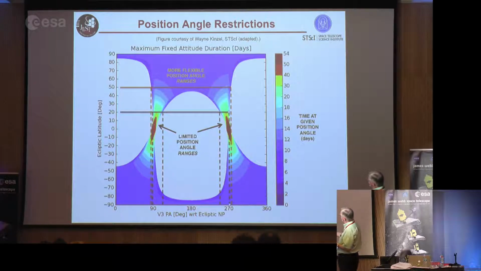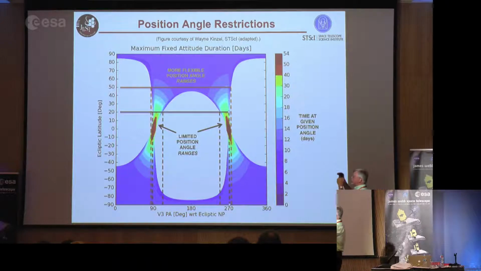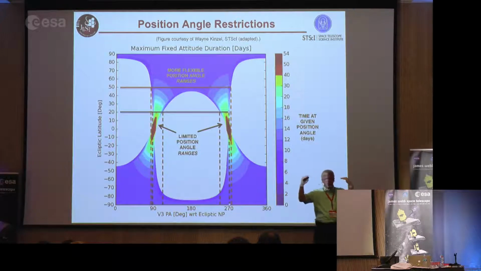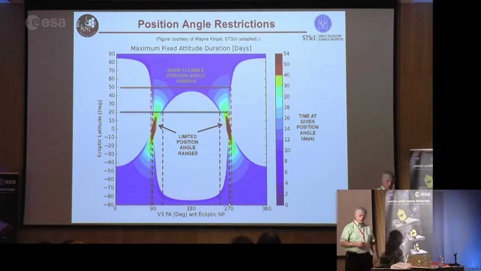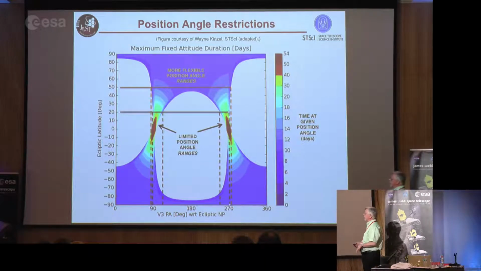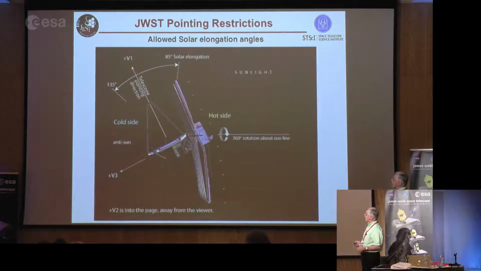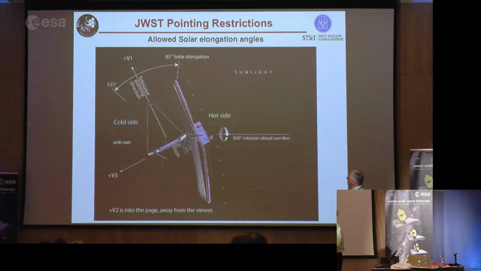And the good news at low ecliptic latitude is if it's an allowed angle for you, you can stay there for a long time, up to 40 or 50 days at the same position angle, but you only get basically one position angle plus or minus 180 degrees. So again, you're restricted in angle, but you can stay there for a long time. So these are the kinds of considerations that come into not only planning JWST observations, but from your perspective, it can possibly affect your science cases as well.